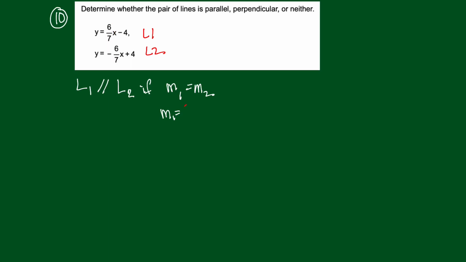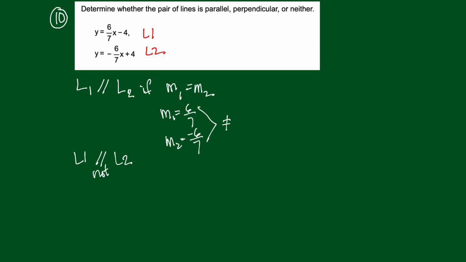So the slope of line 1 is 6/7. The slope of line 2 is negative 6/7. These are not equal, so these lines are not parallel. L1 is not parallel to L2.